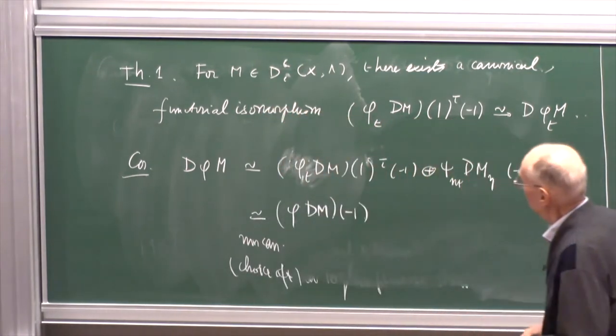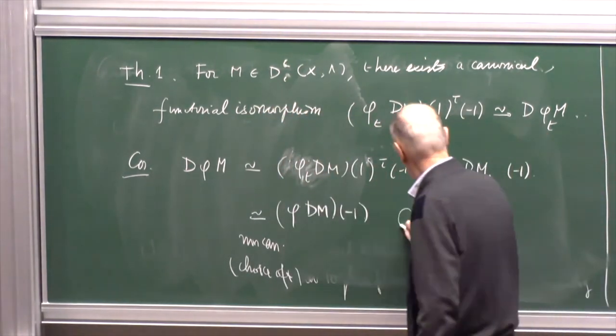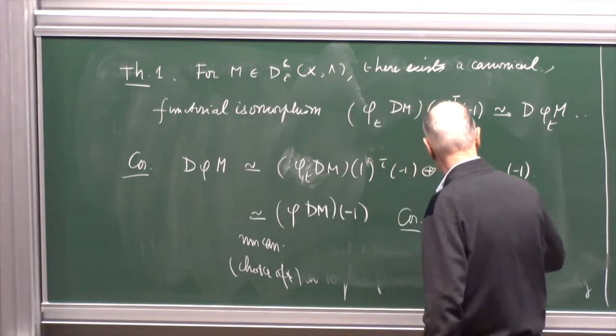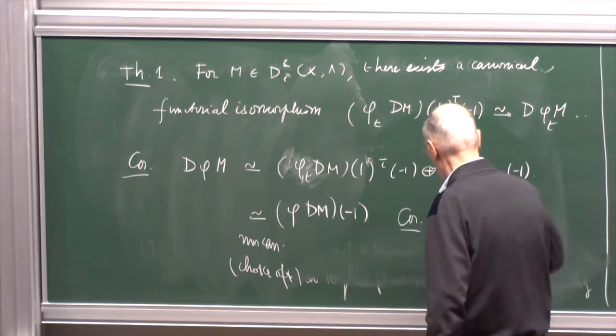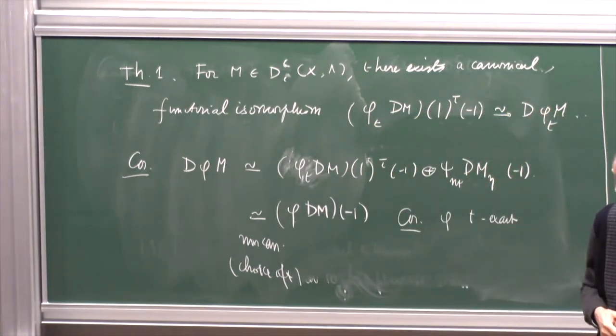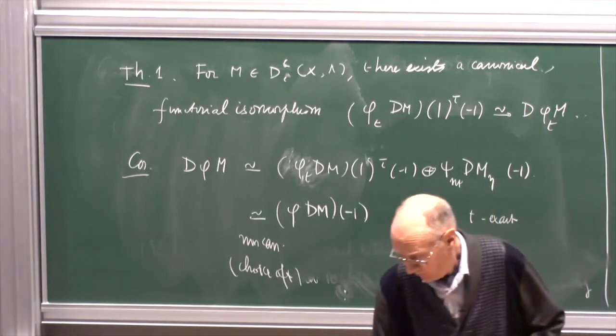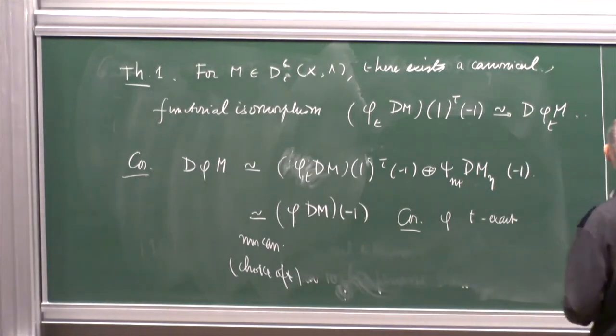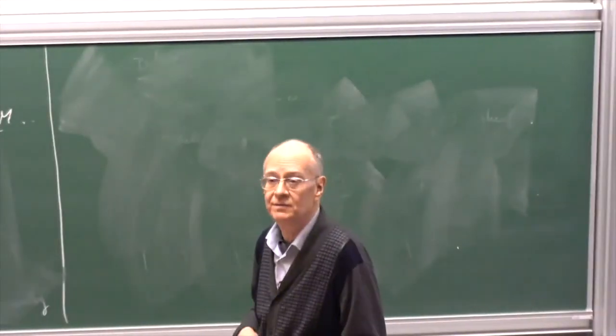So you get that Φ is t-exact, and you recover Gabber's result that Φ preserves perversity. The proof of the theorem uses Beilinson's description of Φ by means of this maximal extension functor, which gives sort of a self-dual description of Φ.